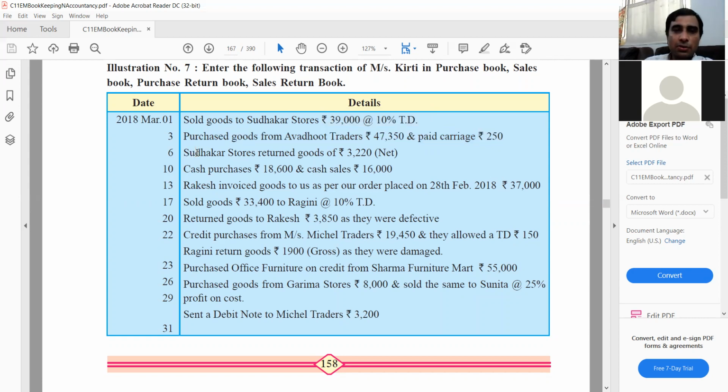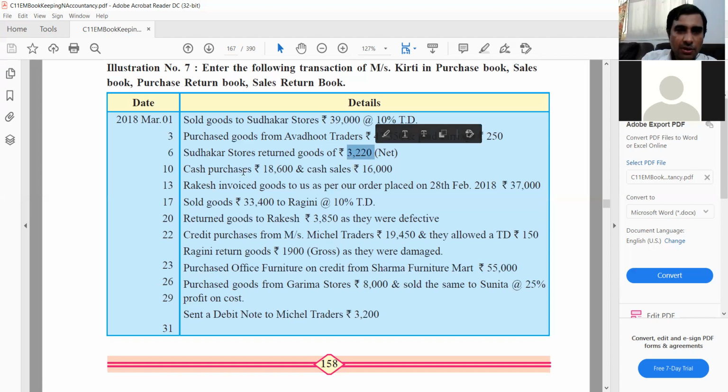Next, Sudhakar stores returned goods. So returned goods means somebody returned goods back to us. That means this is the sales returns. So this will get recorded in the sales return book. And they are saying net, which means this is after adjusting trade discount. Good for us. Our life is simpler. We don't have to do the math. So this will get recorded directly in the sales return book, and the amount will be 3220.